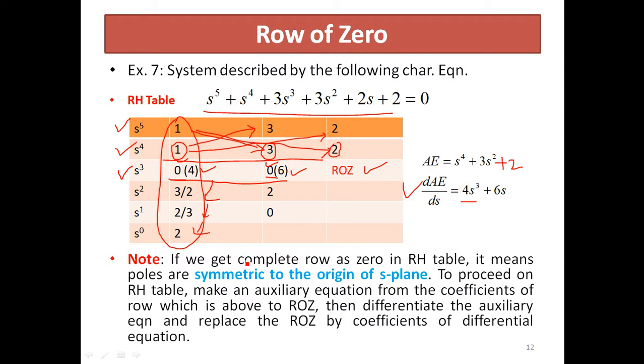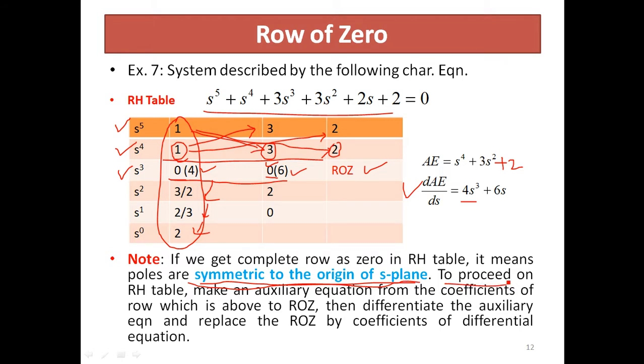Note, if we get a complete row as ROZ in the RS table, it means the poles are symmetric to the origin of the S-plane. One conclusion that has been derived is that the poles are symmetric to the origin of the S-plane.